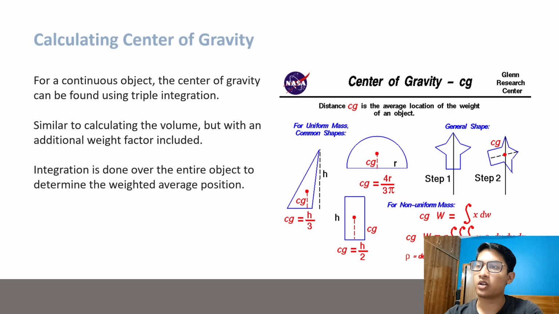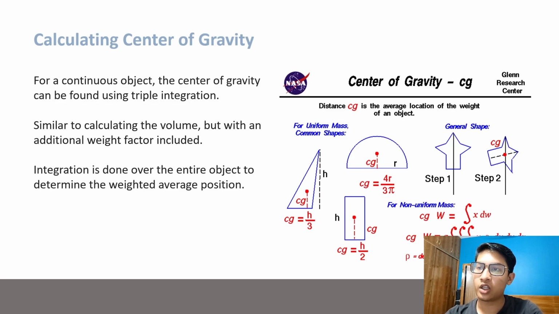Calculating center of gravity. For a continuous object, the center of gravity can be found using triple integration, similar to calculating the volume, but with an additional weight factor included. Integration is done over the entire object to determine the weighted average position. So from this we can say that for a continuous object, the center of gravity can be found using triple integration.